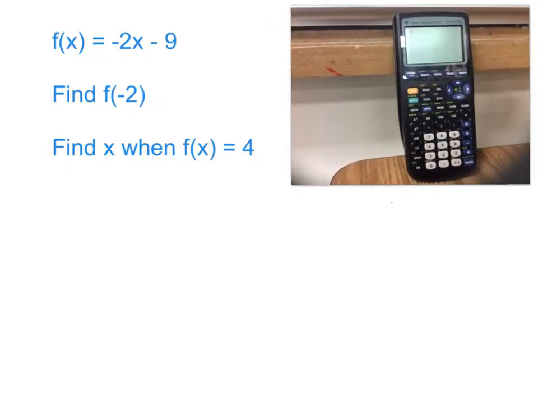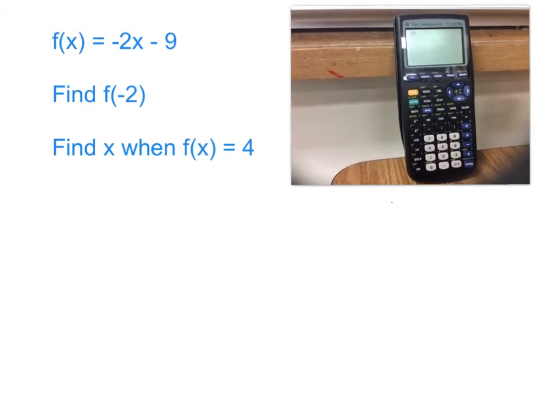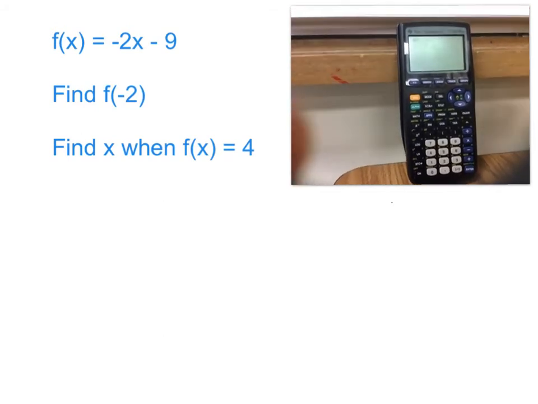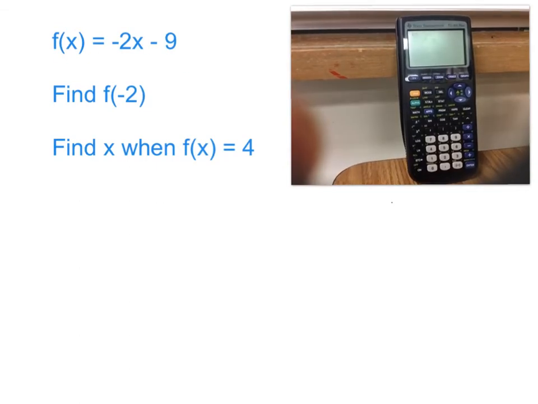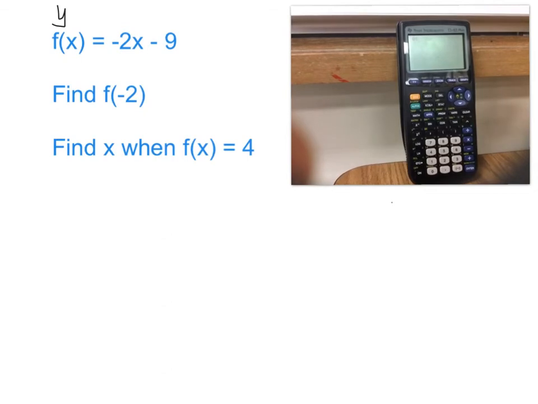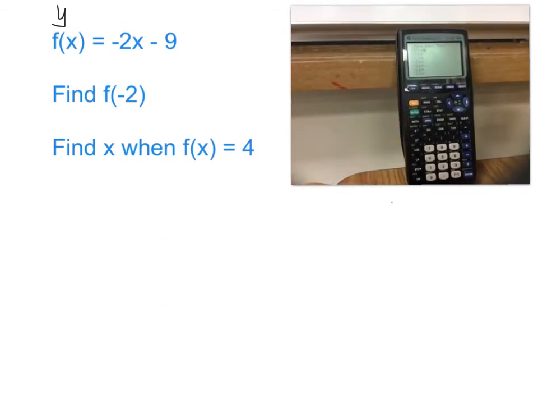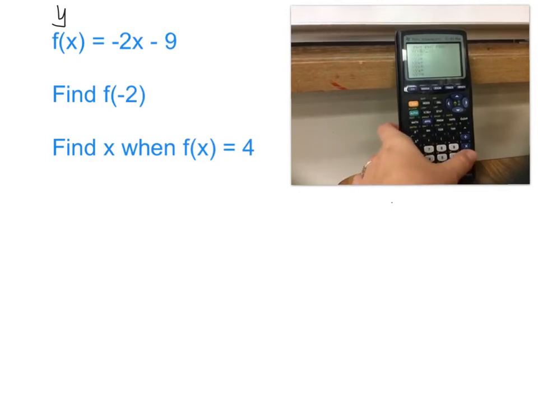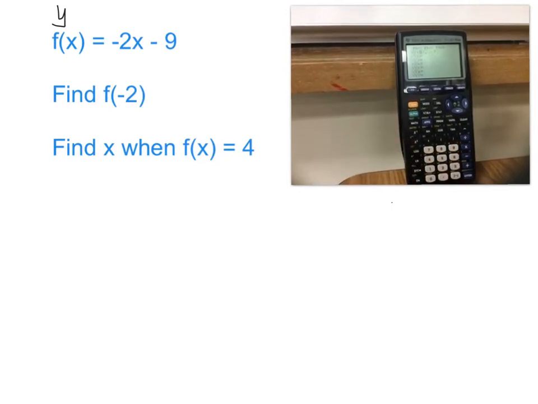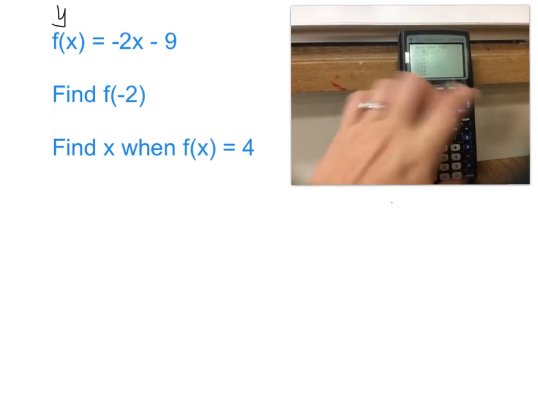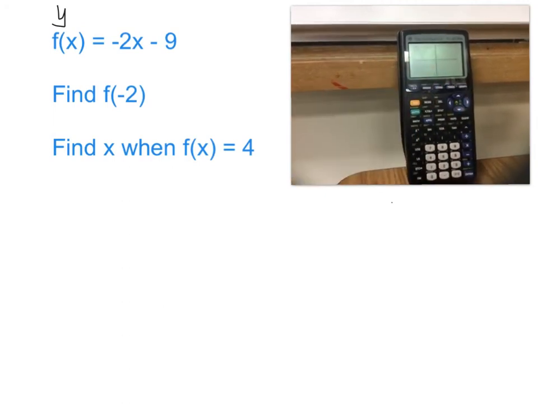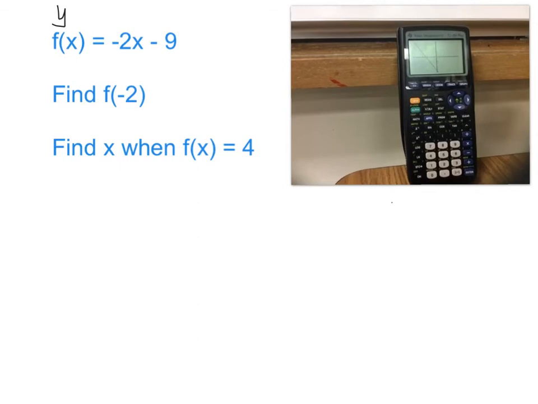All right, so let's try one more. This one is in function notation, but it is the same process. All right, so we have f of x equals negative 2x minus 9. Remember, that means y equals, right? F of x is the same as y. So we're going to go back to our y equals. If you still have your equations in there, clear those out. And when you type in negative 2x, make sure you use the negative down here. And then minus 9, make sure you use the minus sign and the 9. Hit enter and graph it. We should still be in the standard window, so we have no problems with that.